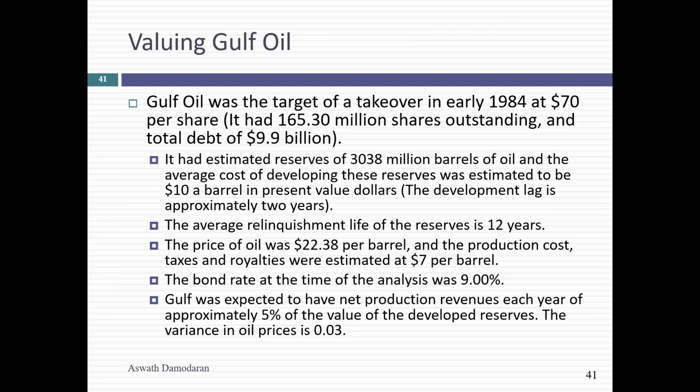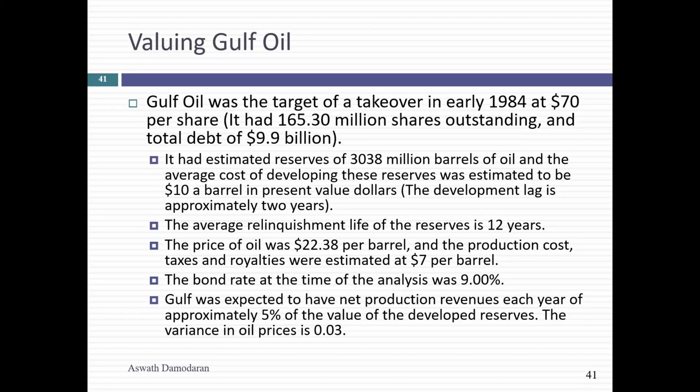It's a really old case, and the only reason I have to go back to this case is that the data I needed to value the undeveloped reserves was fully provided. The company was called Gulf Oil, which was targeted for a hostile acquisition in 1984. The price at which it was being bid was $70. And one of the reasons it was targeted is because of its undeveloped reserves. So here's what Gulf Oil had as undeveloped reserves. They had 3.038 billion barrels of oil in undeveloped reserves all over the world.